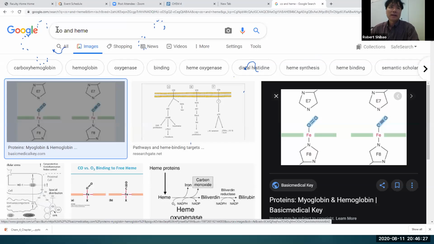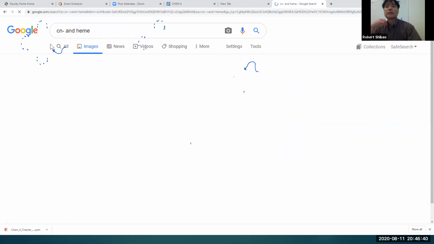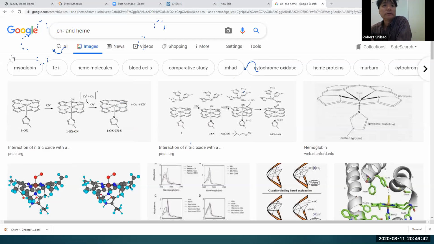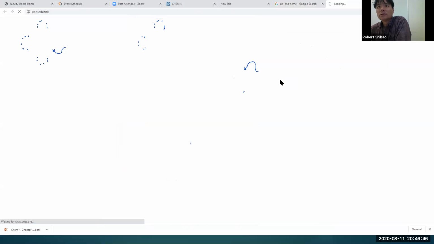And so that leads to carbon monoxide poisoning, which leads to asphyxiation. You aren't going to get enough O2. And the same thing with cyanide. You know, cyanide is a great Lewis base. And so cyanide can easily attach to the iron.